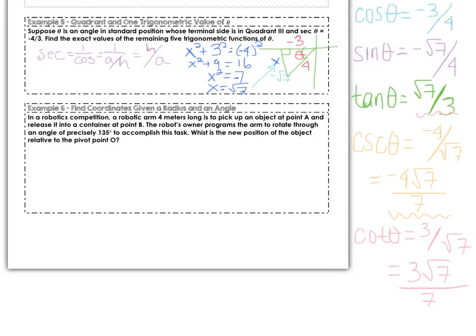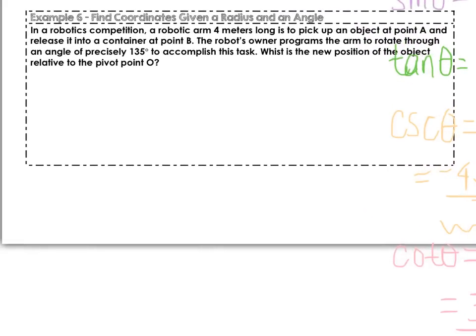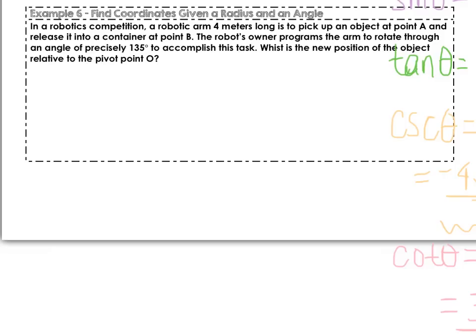All right, let's take a look at this next problem. It is a real-world problem, and your textbook has a really great picture, so I'd recommend taking a look at it. We have this robotic arm, and it's going to rotate 135 degrees to complete this task. The robotic arm is 4 meters long. This means this arm over here is 4 meters long, and this one over here is 4 meters long, and this angle of rotation is 135 degrees.